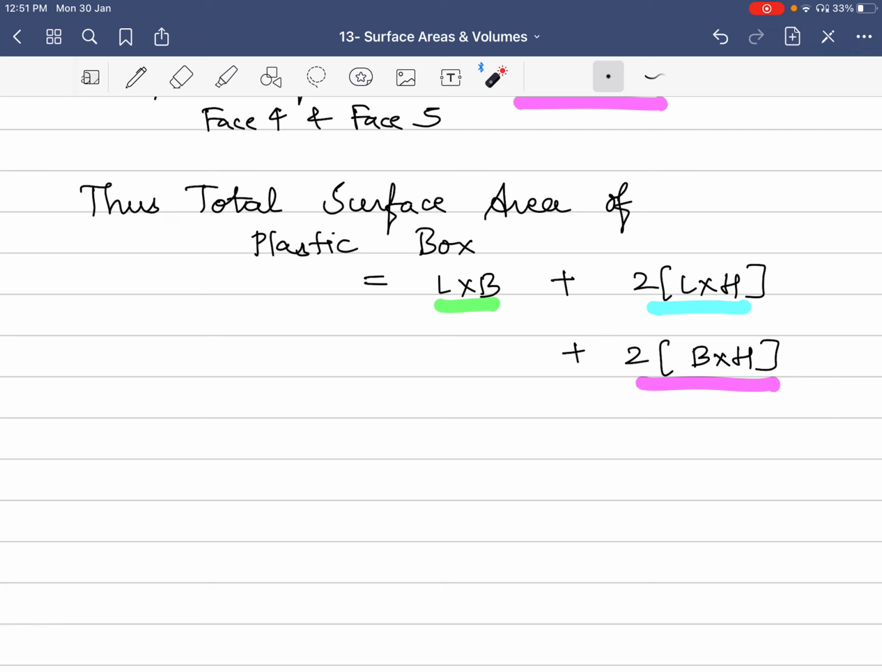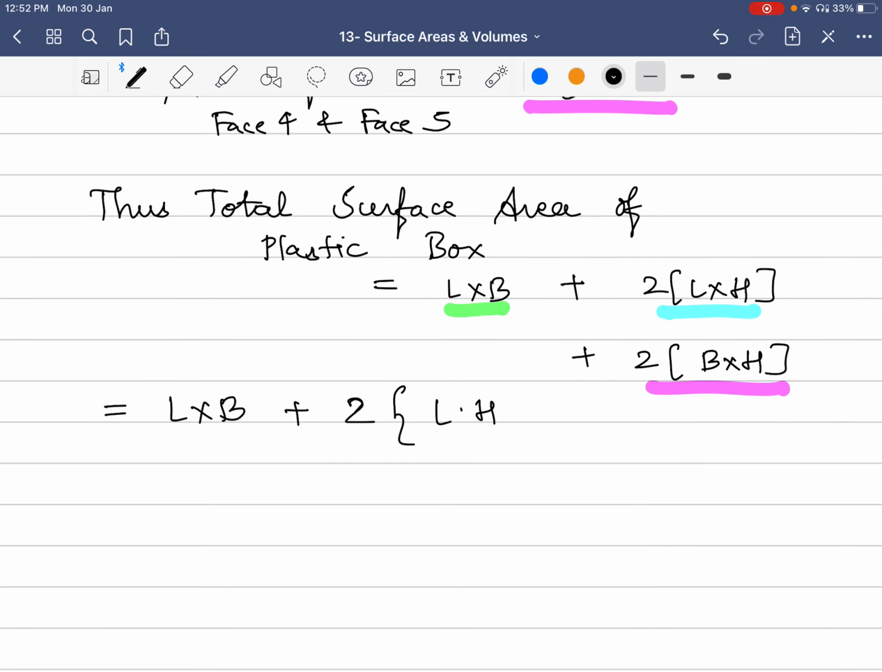So before that, let's see if we can do some optimization. So let L into B remain as it is, and I can take 2 as common. So that is going to be L into H plus B into H. So something like this, L into H plus B into H. Just taking that 2 common.